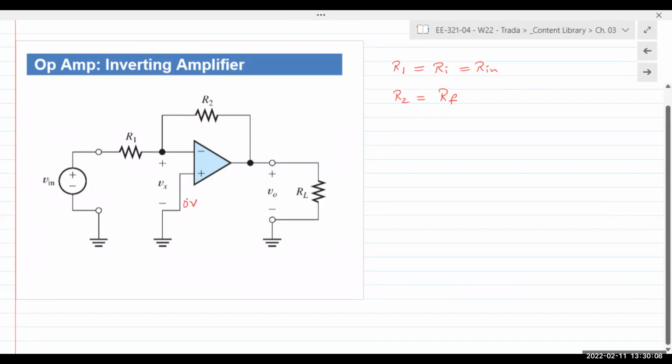So first thing is, of course, we verify negative feedback, and if negative feedback is present, then we can assume that both terminals have the same voltage. Since V plus is equal to 0 volts, we can write V minus is also 0 volts. And therefore, Vx, the voltage going into the op amp, is also 0. No difference.